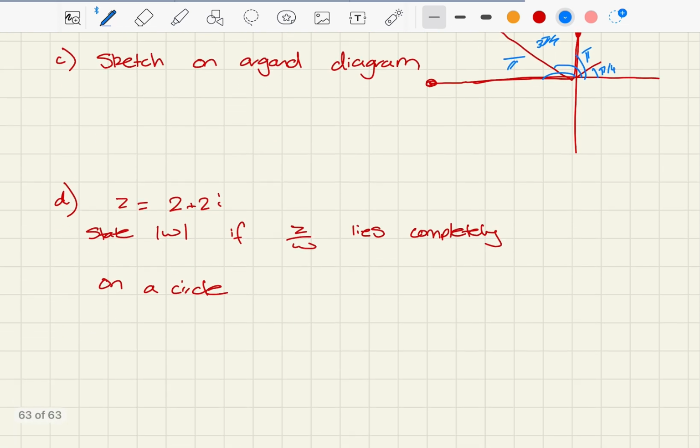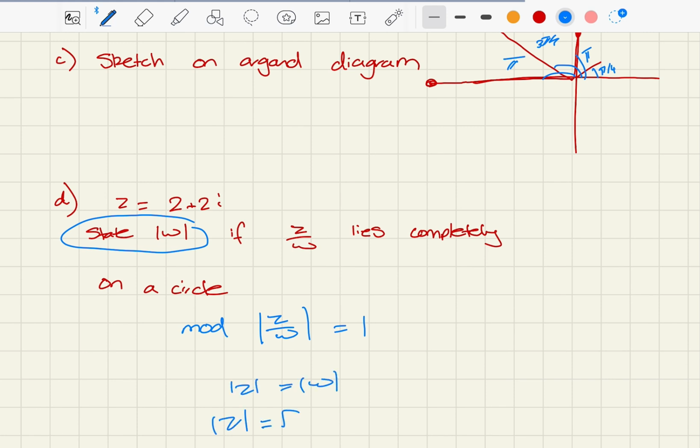Very last thing. If z is 2 plus 2i, I want to state the modulus of w if z over w lies completely on a circle. That means that the modulus of z over w is 1. Therefore, mod z equals mod w. Mod z, we just said, is root 8. Therefore, mod w will also be root 8.